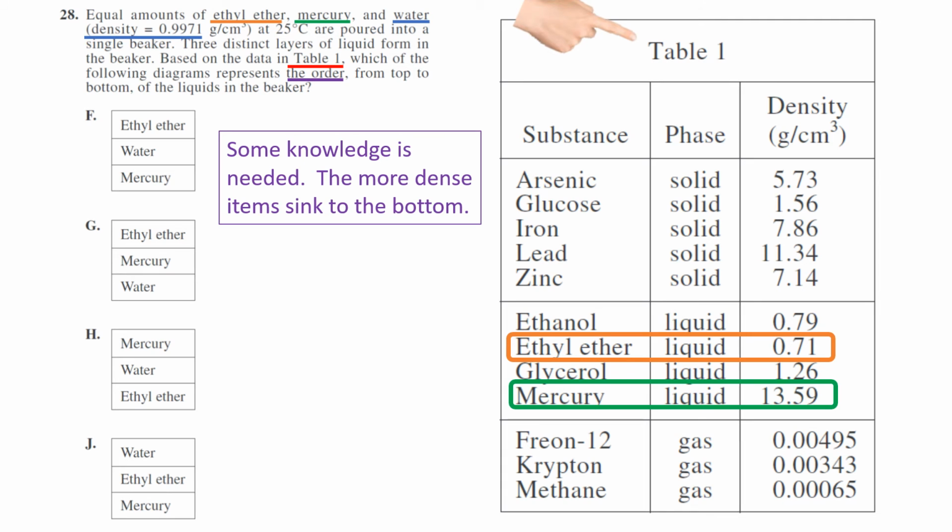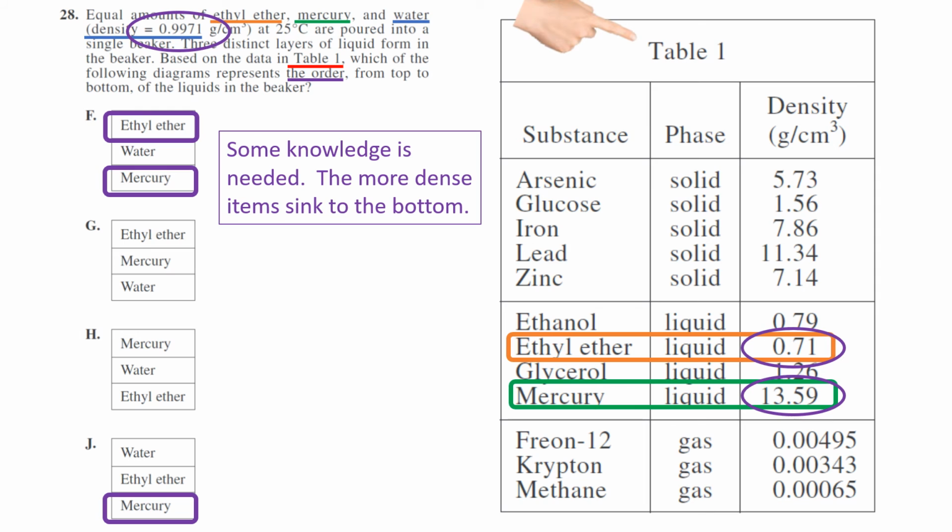The more dense items sink to the bottom. So which one is the most dense? Mercury. So it could be choice F or J. Which one is the least dense? Ethyl ether or water? So the least dense is ethyl ether. So choice F is correct.